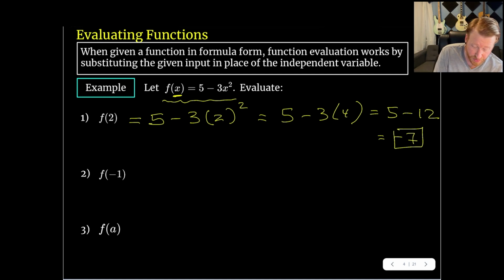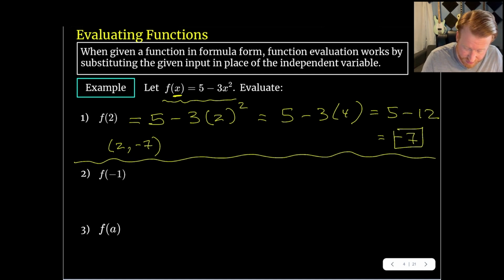I could even maybe come back and write this as an ordered pair like we did early on. We don't have to, it depends on the context and what we're doing, but just to come full circle with our original definition of a relation, I can write this as the ordered pair 2, negative 7, because my input from my domain is 2, my output from my range is negative 7.